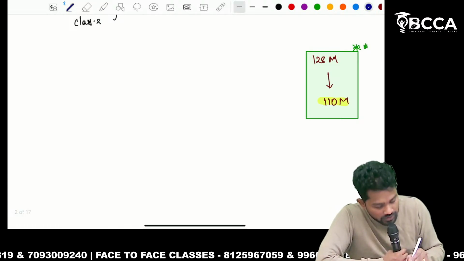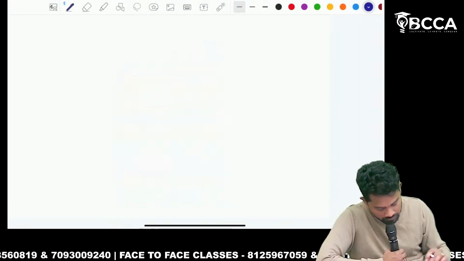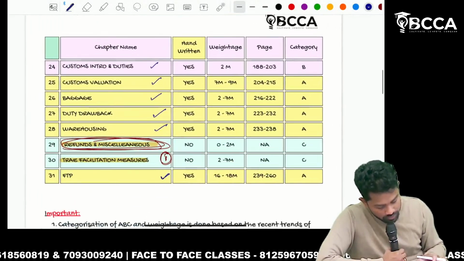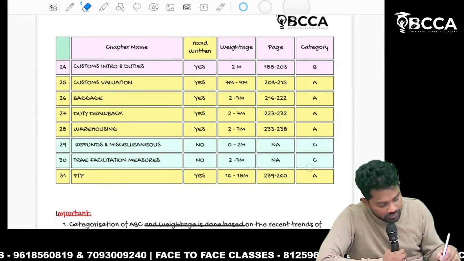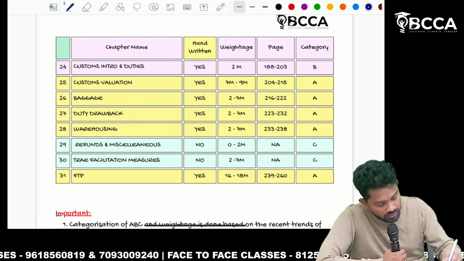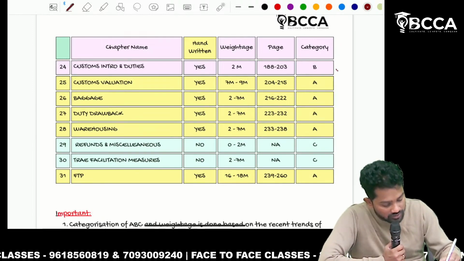Customs, let me show you the chapter list in customs. If you look at the chapters in customs, the first chapter is customs introduction and types of duties. Since we need to understand the basics of customs, we'll be discussing this first chapter.